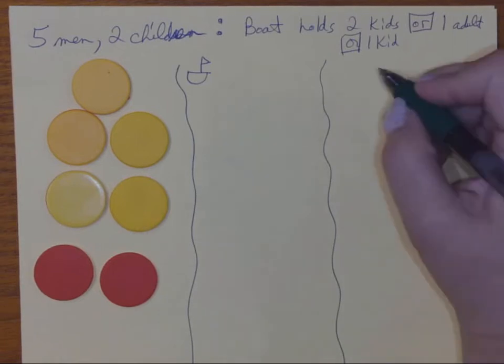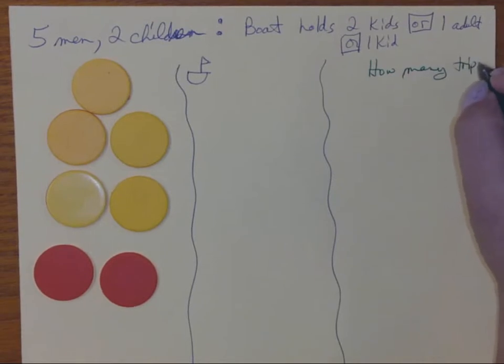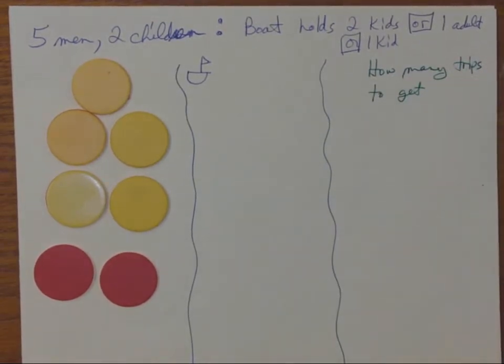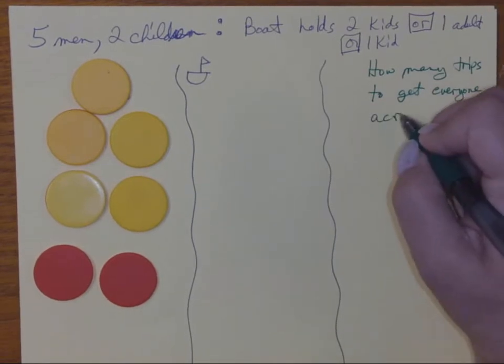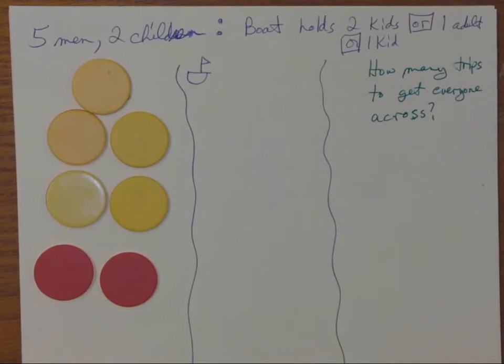The question ultimately is, how many trips to get everyone across? That's what we want to know. How many trips is it going to take us to get everyone across? And you can count those as one-way or round trips. We'll talk about that at the end.